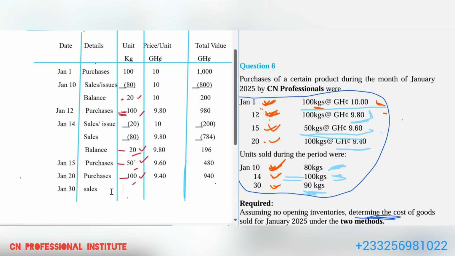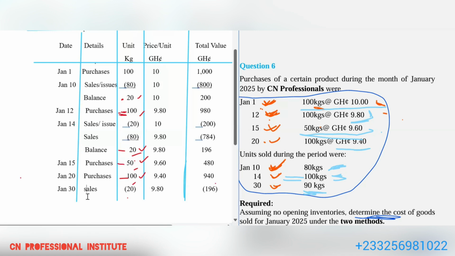So here we are going to have how many units? We are going to sell all the 20 units up there, and the 20 units are at 9.8, that's 9.80. So 20 by 9.8, we said we had 196, right? So 20 by 9.8 is 196, okay.